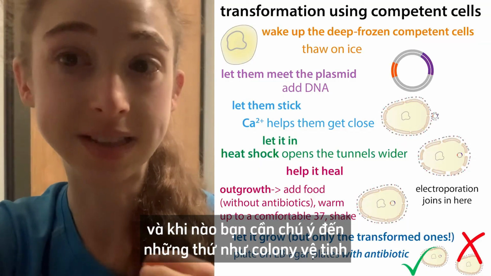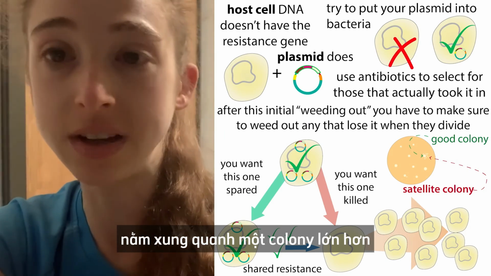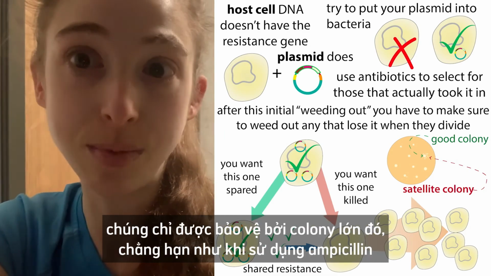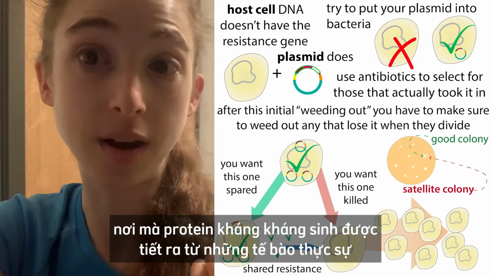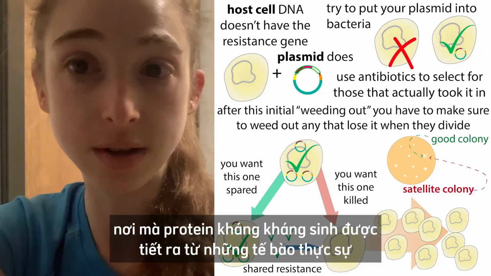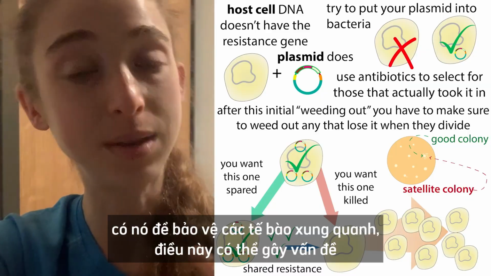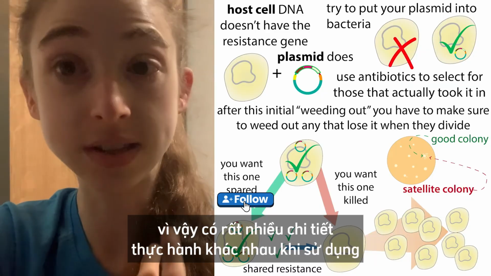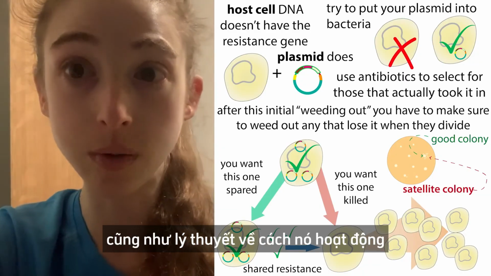and when you need to watch out for satellite colonies, which are those little colonies around the bigger colony that don't actually contain what you want. They've just been protected by that bigger colony, such as when using ampicillin, where the antibiotic resistance product gets secreted from the cells that actually have it and protects the cells around it, which can be an issue. So there are lots of practical details of using these antibiotic selection markers in the lab, as well as the theory of how it works.